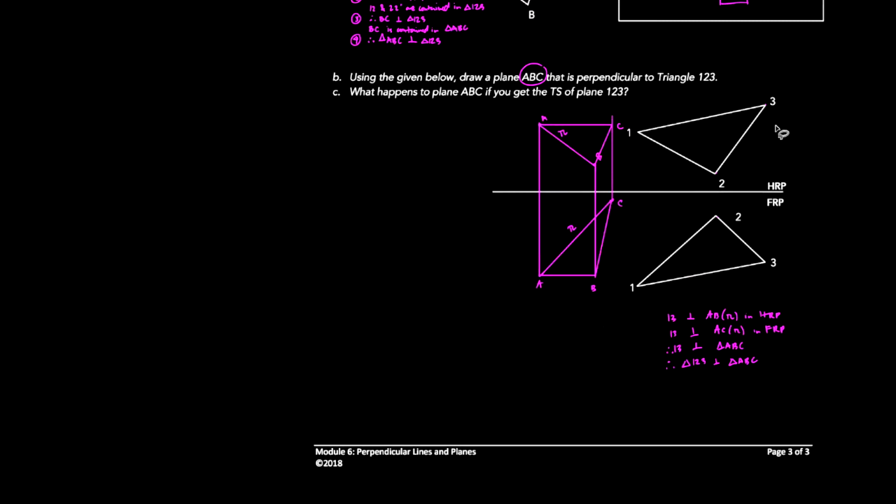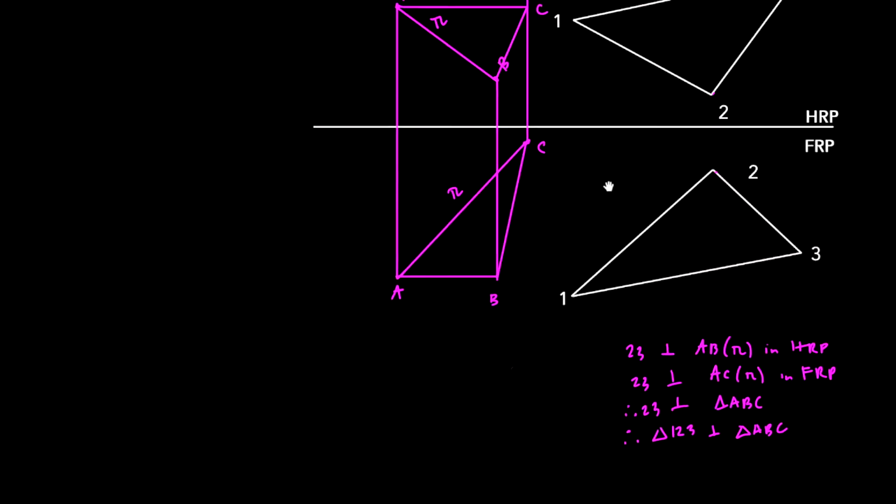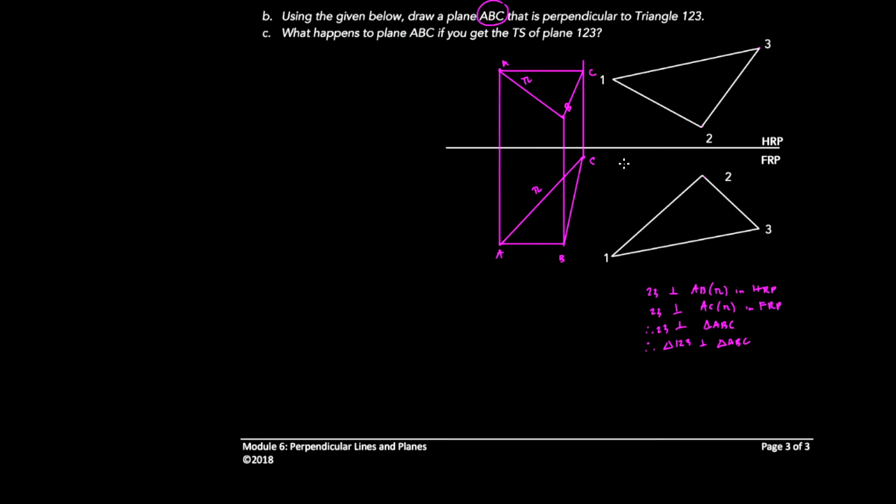Itong AC will still be perpendicular to 2, 3, no? Ay, sorry. Bakit 1, 3 nilagay ko? 2, 3 dapat to, no? Tama? This is supposed to be 2, 3. Kasi 2, 3 yung pinili natin. Okay? So let's try natin i-true size itong si ABC.